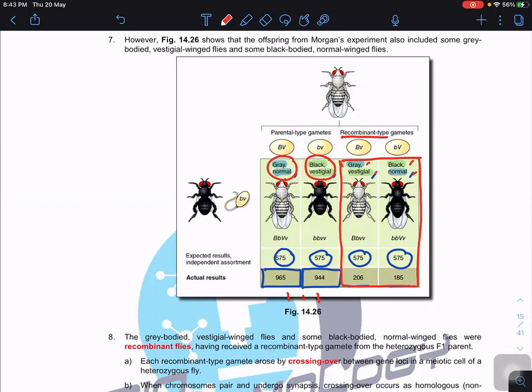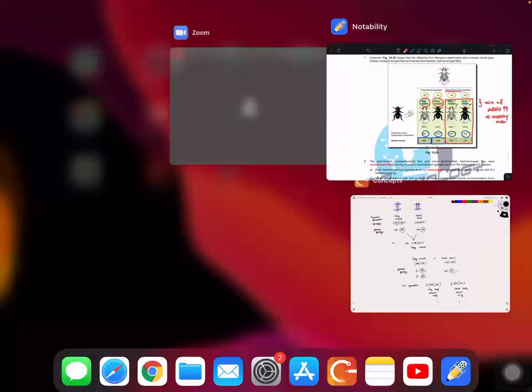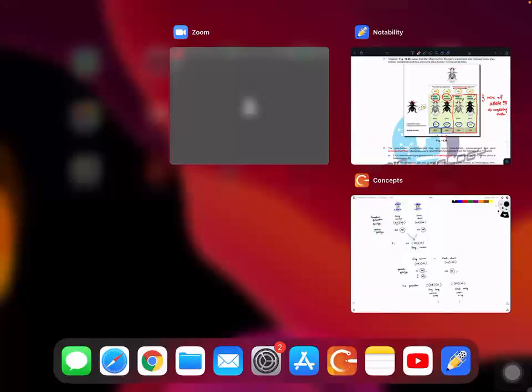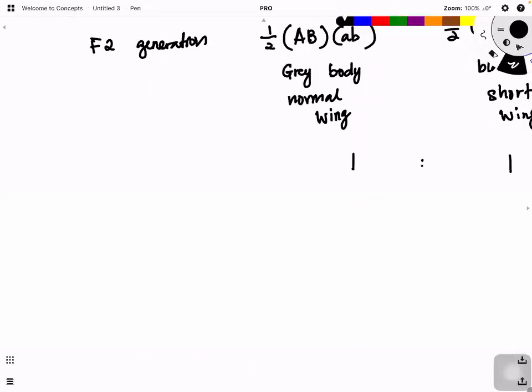So whenever you think about a mix of the alleles, then think about crossing over. So the crossing over actually gives us a small number of the mix, or what we call the recombinant types of the gametes. Are you clear? So how can this happen? Basically, we have to go back to the meiosis again. Okay, so you look at the meiosis.